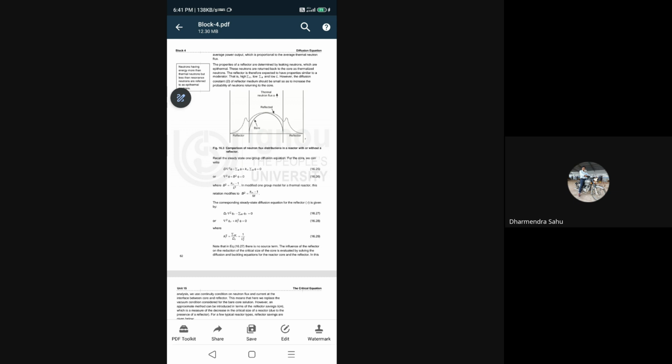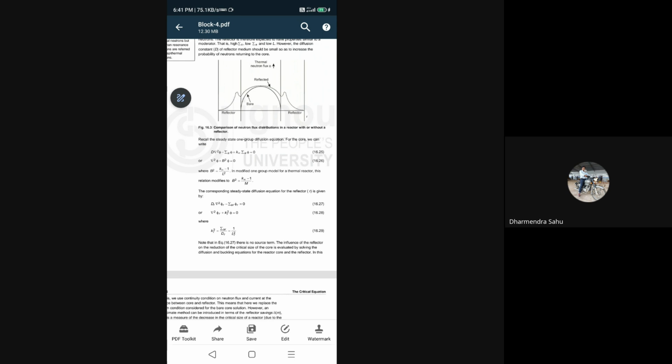The corresponding steady state diffusion equation for reflector R is given by D_R del square phi_R minus sigma_R phi_R is equal to 0. So your del square phi_R plus K_R square phi_R is equal to 0, so your K_R square is equal to sigma_R by D_R is equal to 1 by L_R square. So here there is no source term.